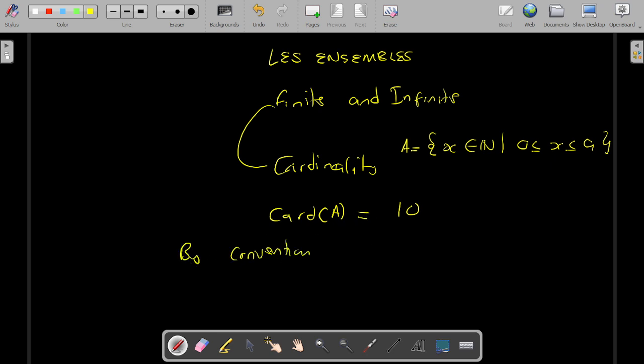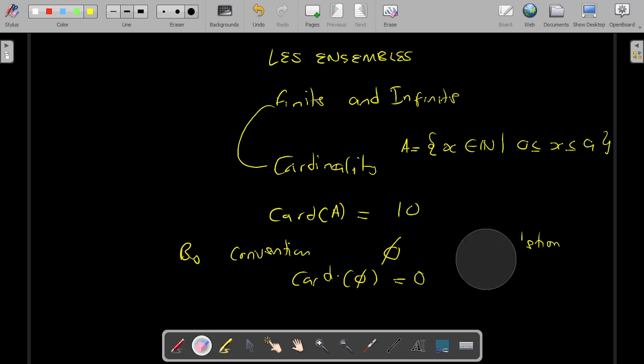Now, by convention, we have what is known as an empty set. An empty set is a set with no members, or a set with no elements. We denote the empty set by that symbol, and the cardinality of the empty set is by convention 0, because the empty set does not have members. And then we also have what is known as a singleton set.